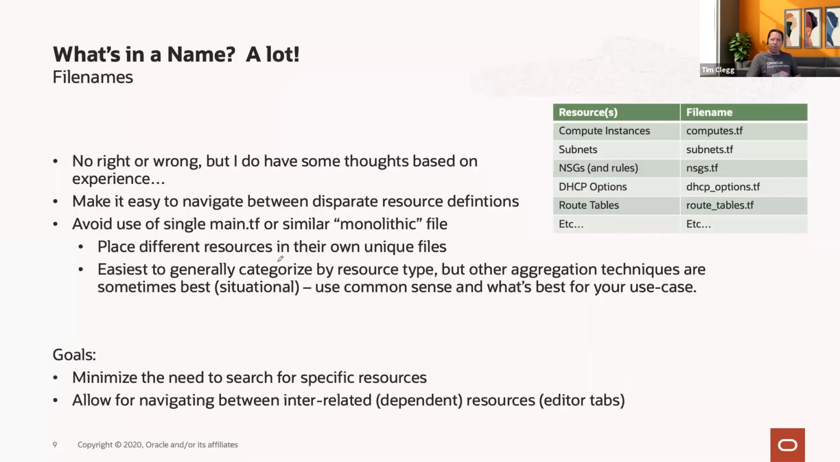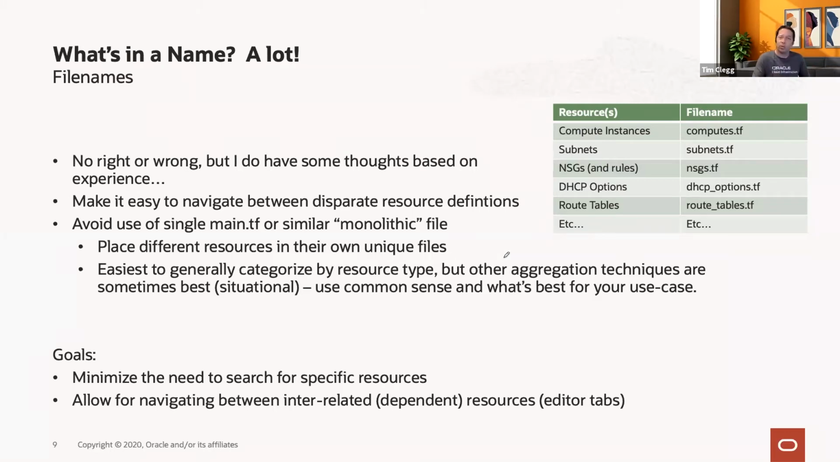How do we name our files? Where do we put resources in their files? Oftentimes, we'll see main.tf or a really large monolithic file where all these resources are collected in it. And while that works, it's not necessarily ideal in my mind, because it can be a little difficult to try to find a specific resource definition.